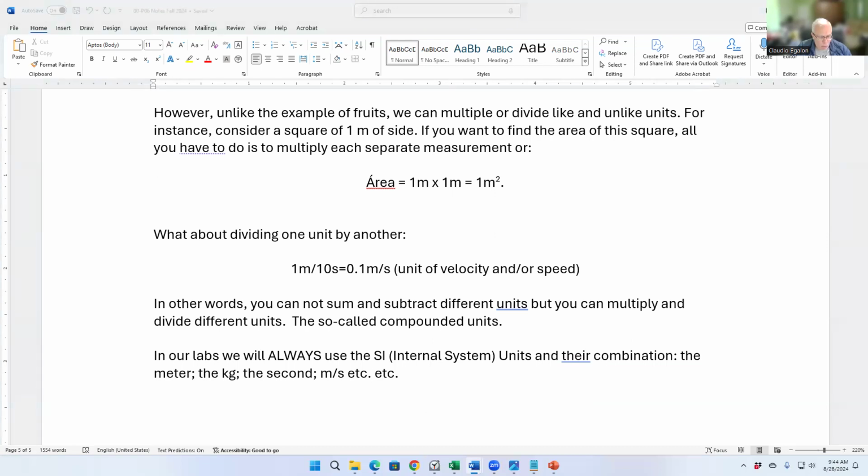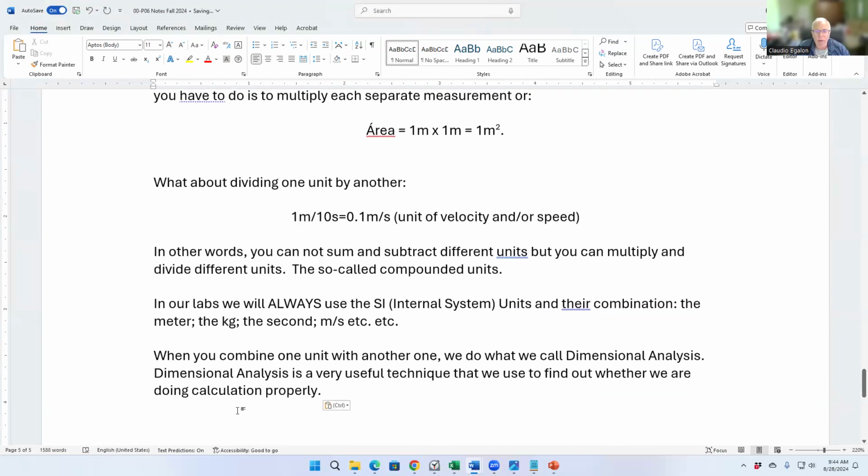So when you combine one unit with another, we do what we call a dimensional analysis. Dimensional now means units, analysis of the units. That's what it means. It has nothing to do with the dimensions, 1, 2, 3 dimensions. Dimensional analysis here is in the sense that the dimension is defined as the unit. Or unit analysis, right? This is a very useful technique that we use to find out whether we are doing a given calculation properly.